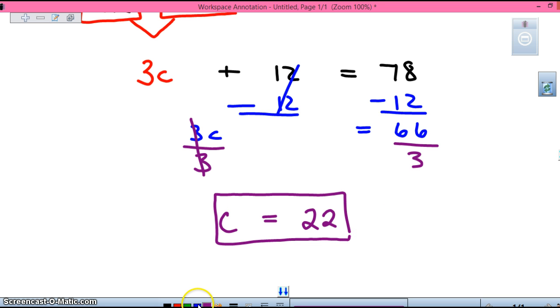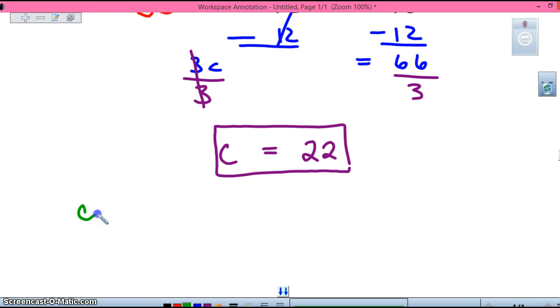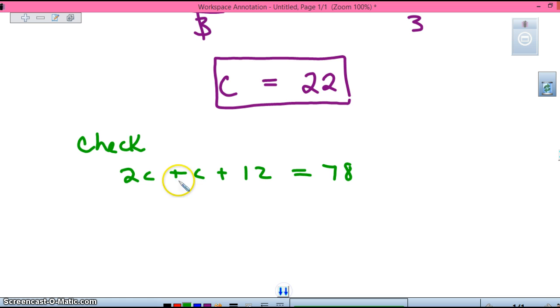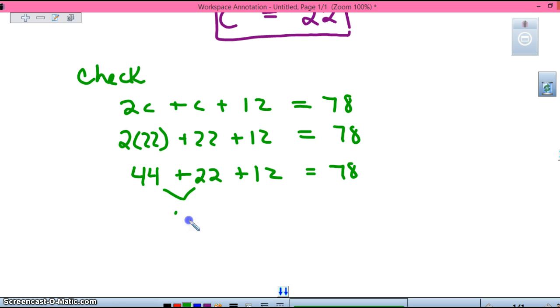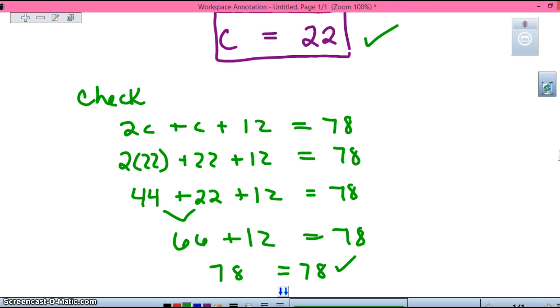Can we check our answer? Yes, so let's try checking. If we check 2c plus c plus 12 equals 78, if c is equal to 22, so I've substituted c for 22. This means 44 plus 22 plus 12 should equal 78. Is this true? 66 plus 12 equals 78. Yes, 78 equals 78. That means our answer of c equals 22 is correct.